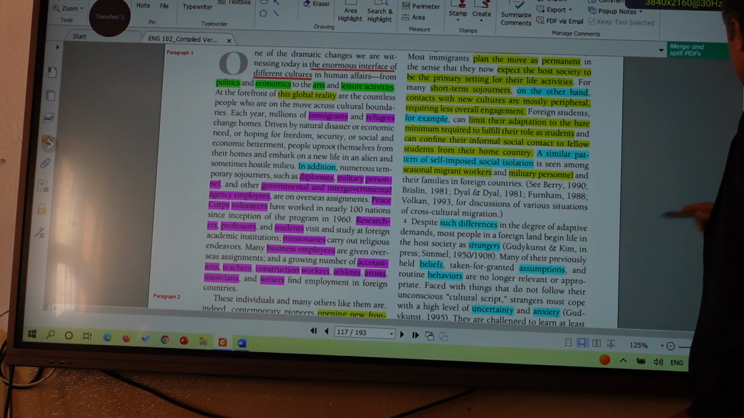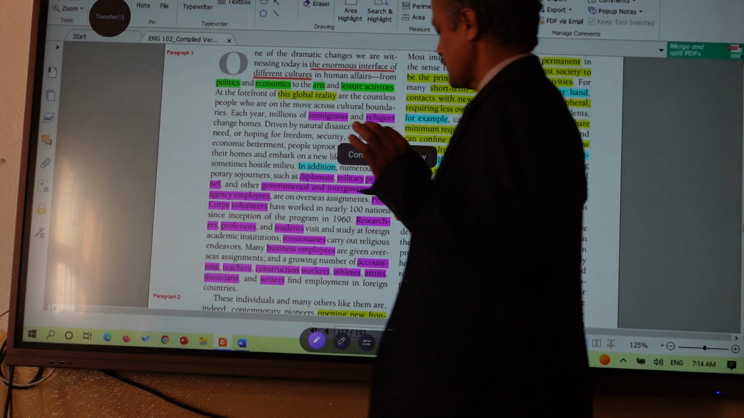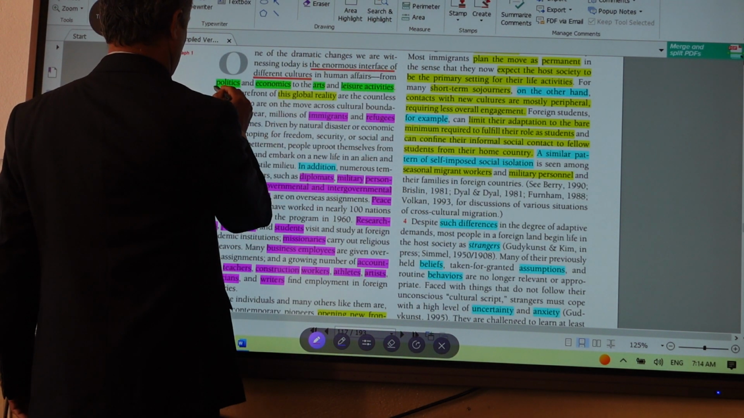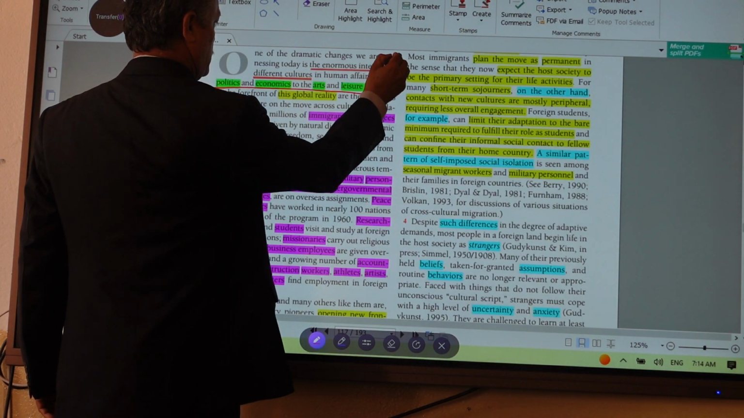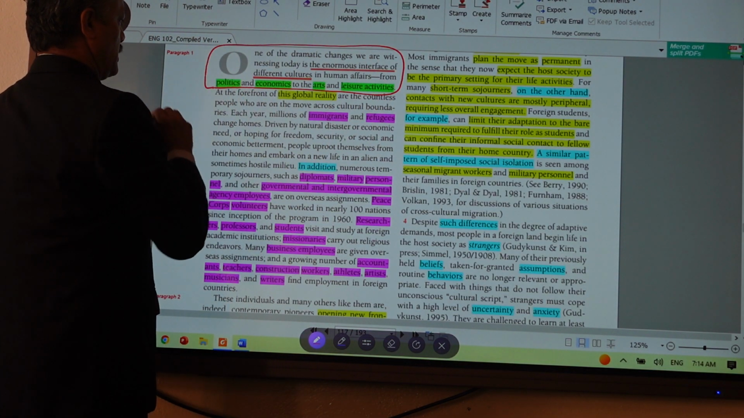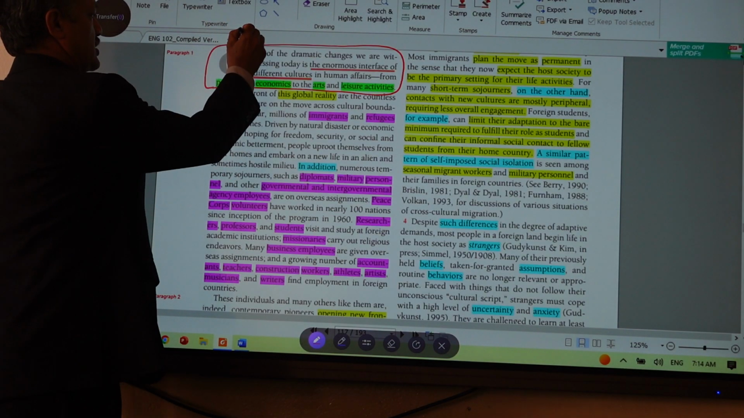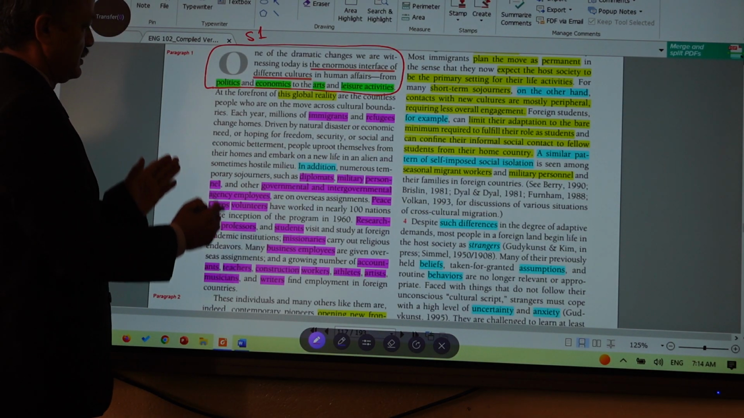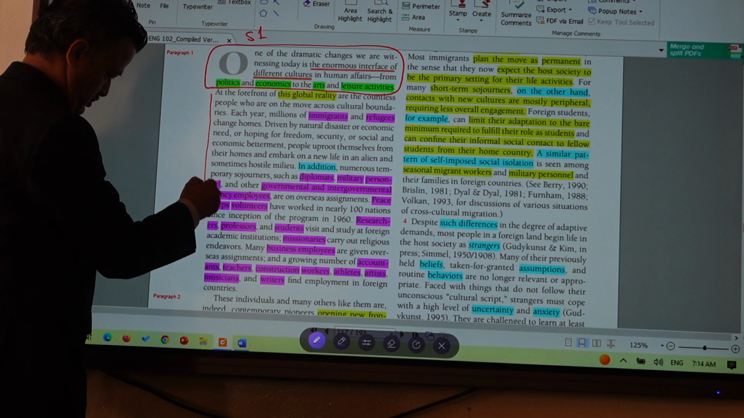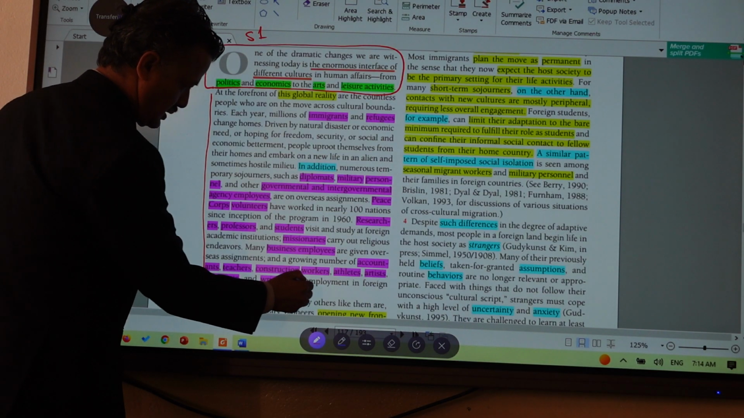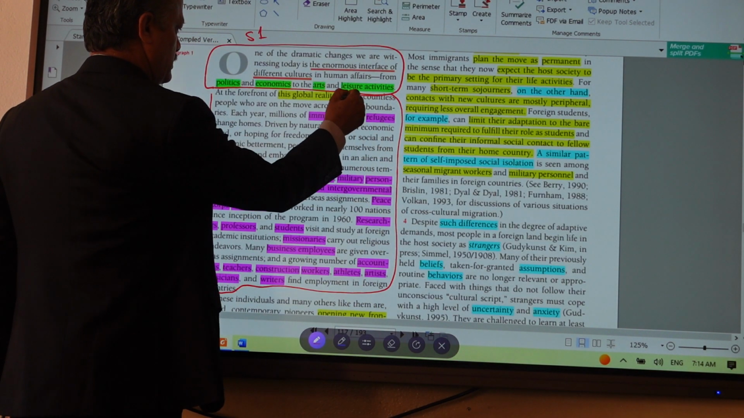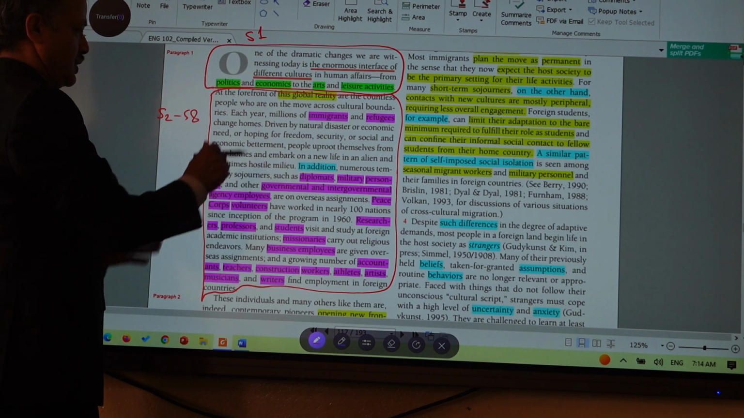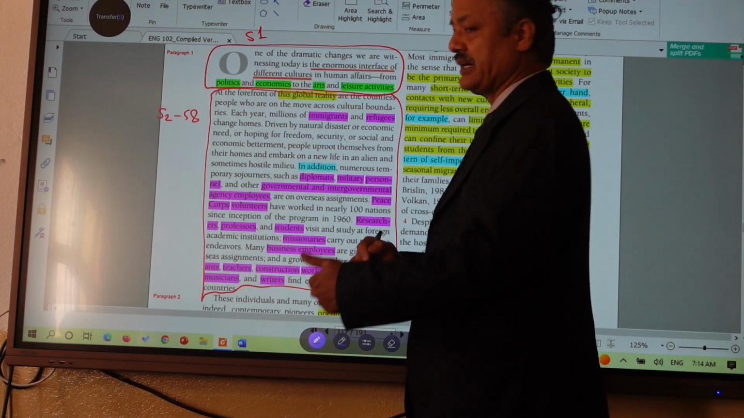Now let me clear and show you again. So now what do you see? This first sentence presents an idea. Sentence 1 presents an idea, and from S2, let's draw a vertical line and put it together here. From S2 to S8, all these sentences develop the idea.